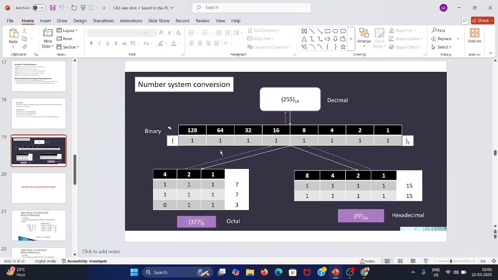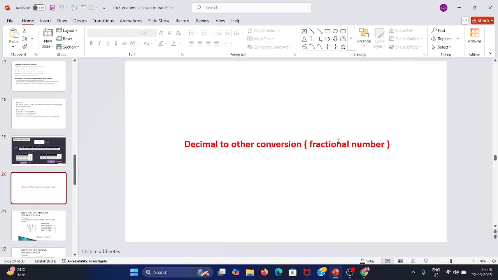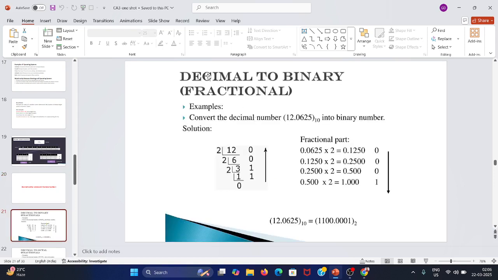Now let's come to the general method: decimal to other conversion, fractional number. At first let's convert from decimal to other. Here you can see decimal to binary fraction conversion. What is the base of decimal? 10. What is the base of binary? It's 2.